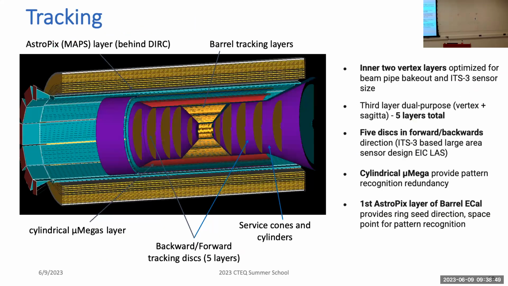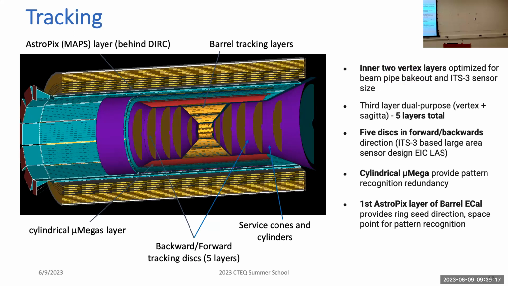Let me start in the barrel now and tell you a little bit more about the design of the barrel of the EPIC detector. We have three inner barrel tracking layers, two vertex layers, which are optimized to be very close to the beam pipe so that we get a measurement of the track as soon as possible. That's important for measuring these displaced vertices.